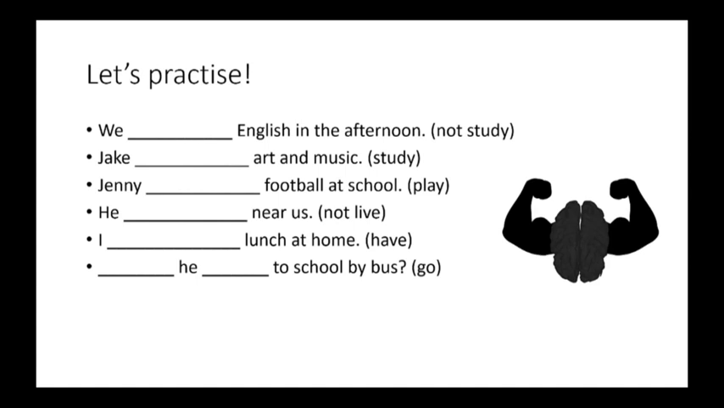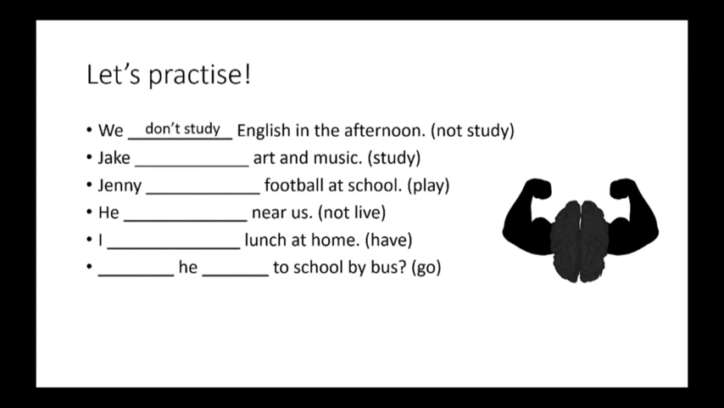Let's check. So, in the first one, we have we. We not study English in the afternoon. For negatives, we need the auxiliary verb do or does. For we, it's plural. That means we need do. It's not third person singular, right? So we put we don't study English in the afternoon. The main verb stays in infinitive.